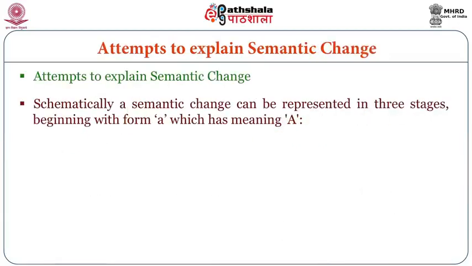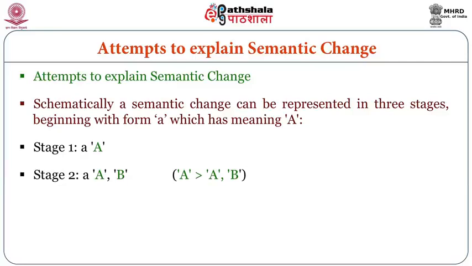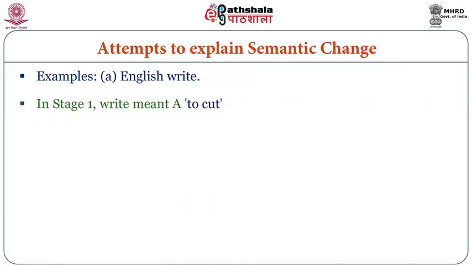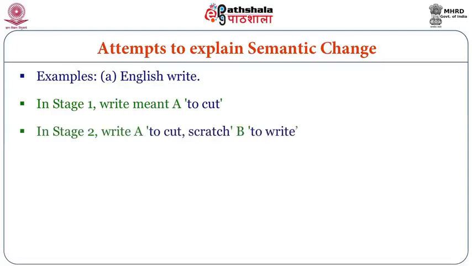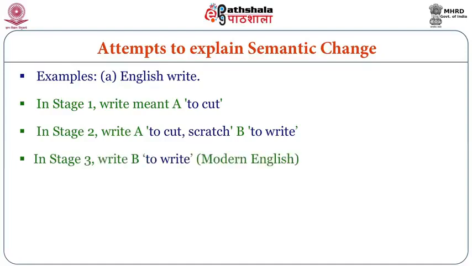Schematically, a semantic change can be represented in three stages, beginning with form A, which has meaning a. Stage 1 is A, stage 2 is A, B, stage 3 is B. Examples: in stage 1, write means A, to cut. In stage 2, write means A, to cut, scratch, and B, to write. In stage 3, write means B, to write, that is modern English. So small a is equal to write, capital A is equal to cut, and B is equal to write.